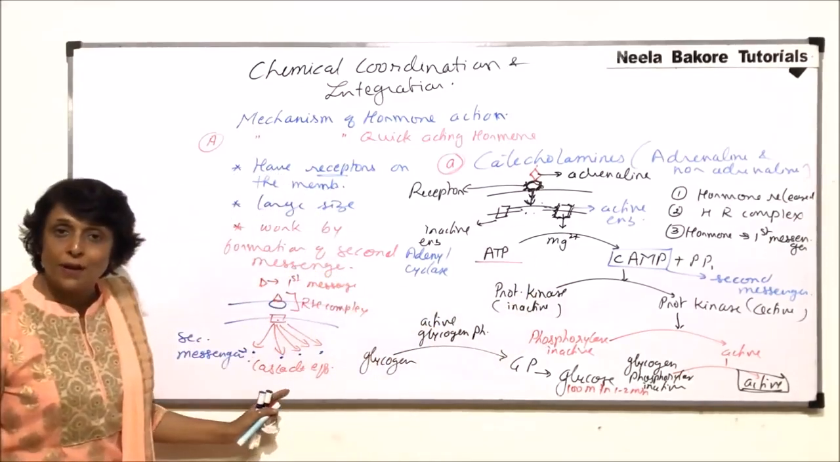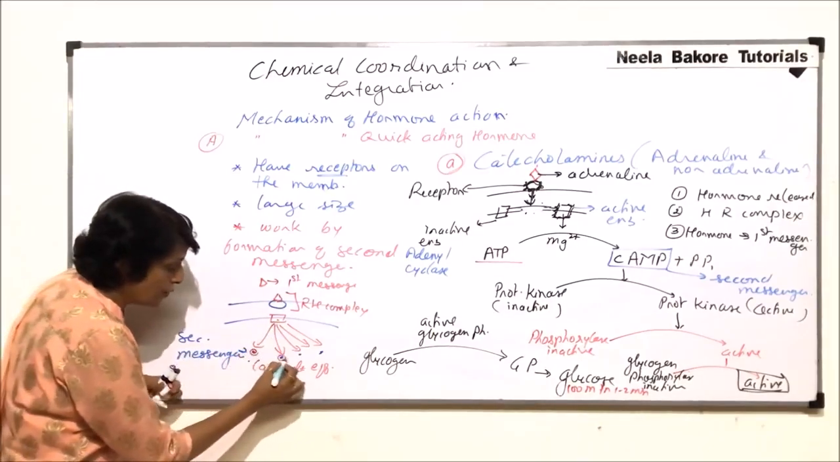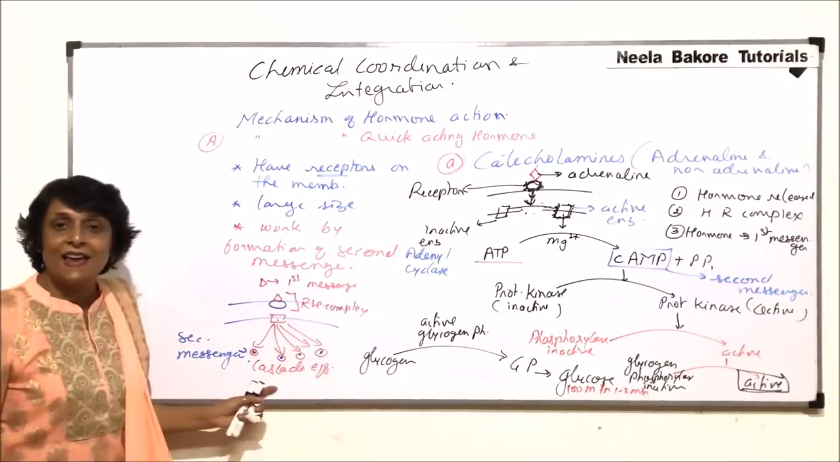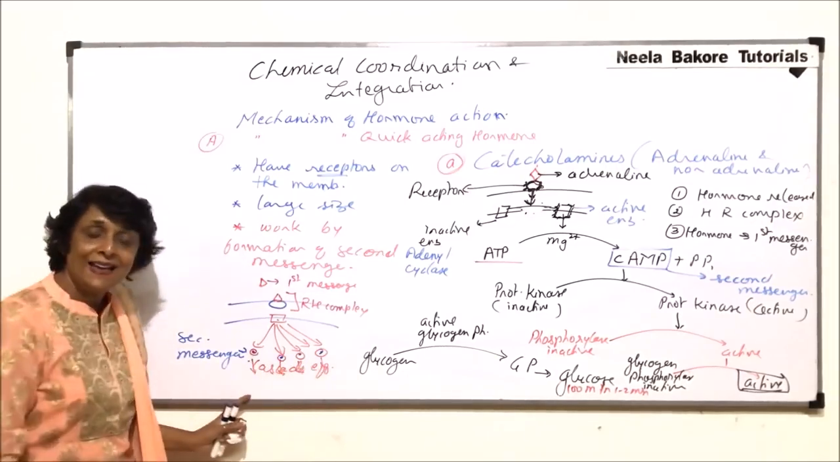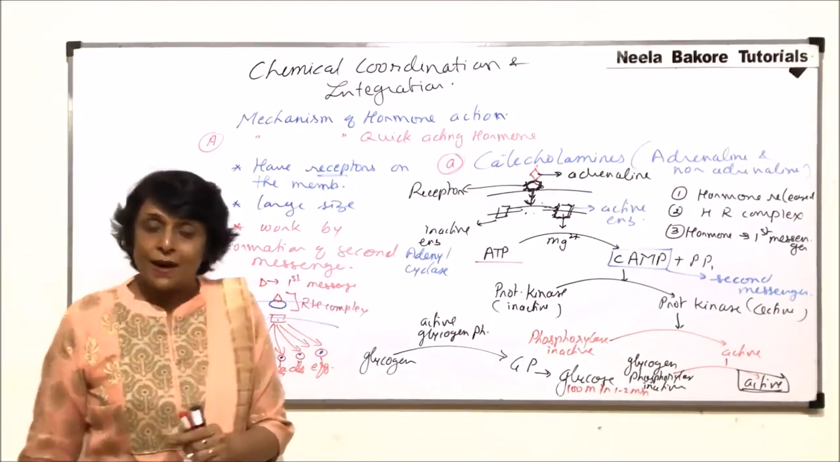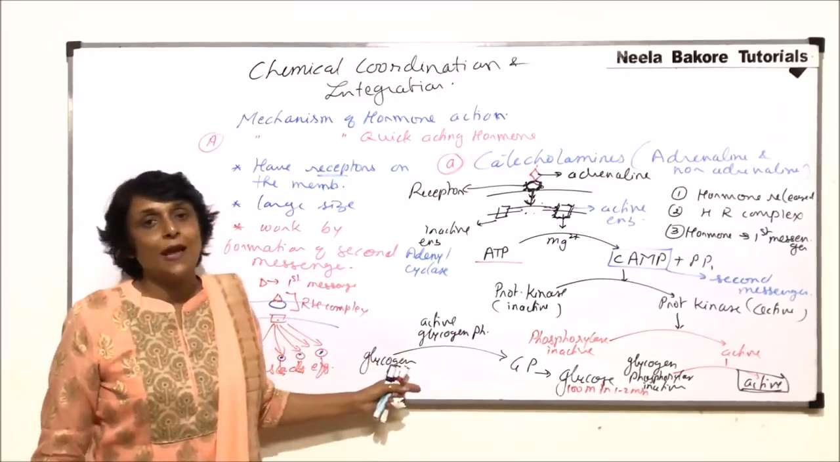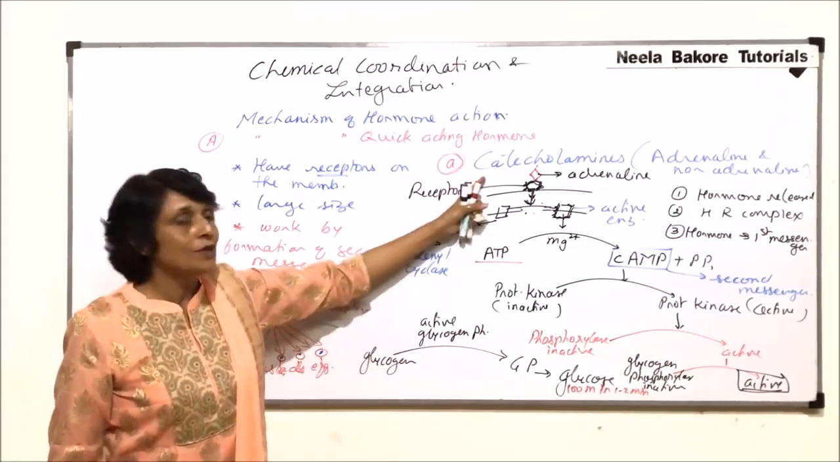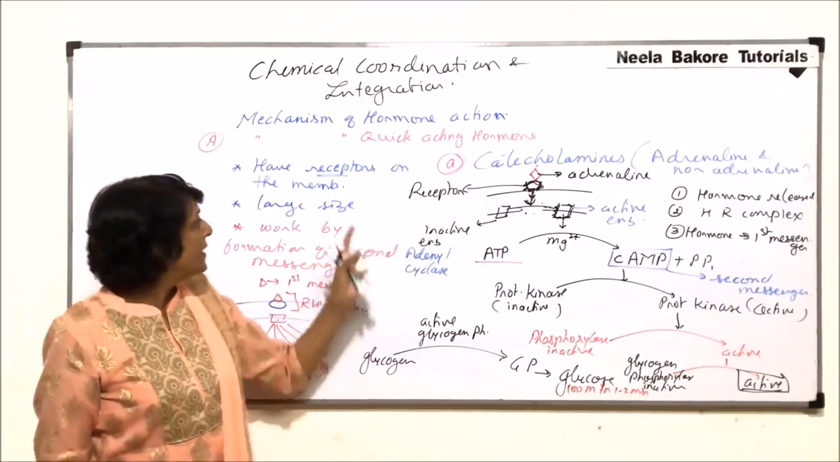This is what we were talking about. If we take a situation, all these molecules which we have drawn, say these are cyclic AMPs, each cyclic AMP will show its effect and millions of glucose molecules would be released in the blood. And that requirement of the stress situation can be fulfilled. So this is one example of a quick acting hormone.